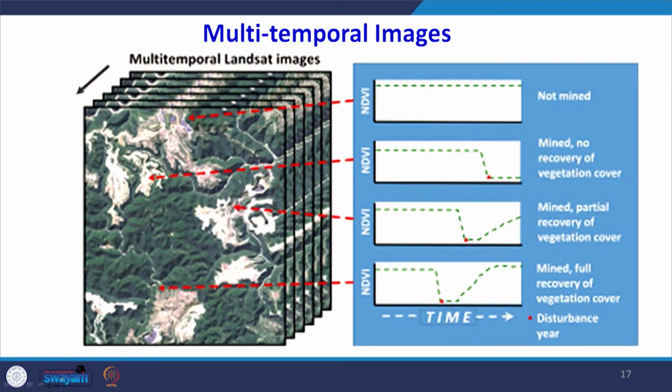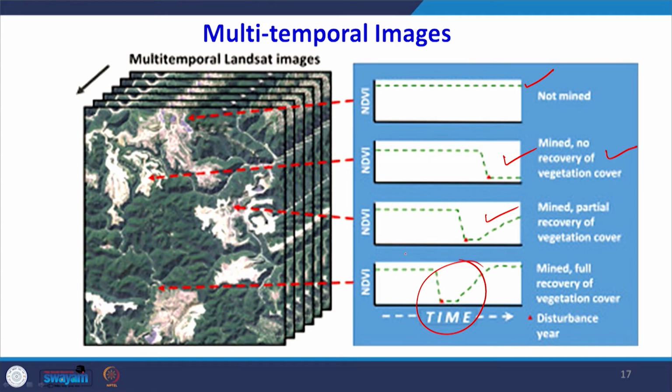So we have multi-temporal images, for example, in the mining area, and how it is helping us. When the area is not mined, you can see the surface line is horizontal, with no recovery of the vegetation cover. Then the area is mined, and after recovery of the vegetation, the mine is fully recovered with vegetation. So you can see what changes are taking place in the mining areas when we have the multi-temporal satellite images.